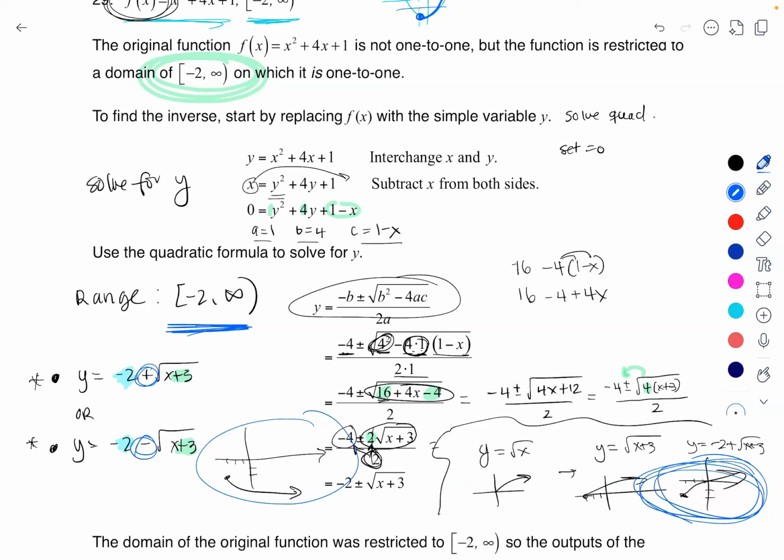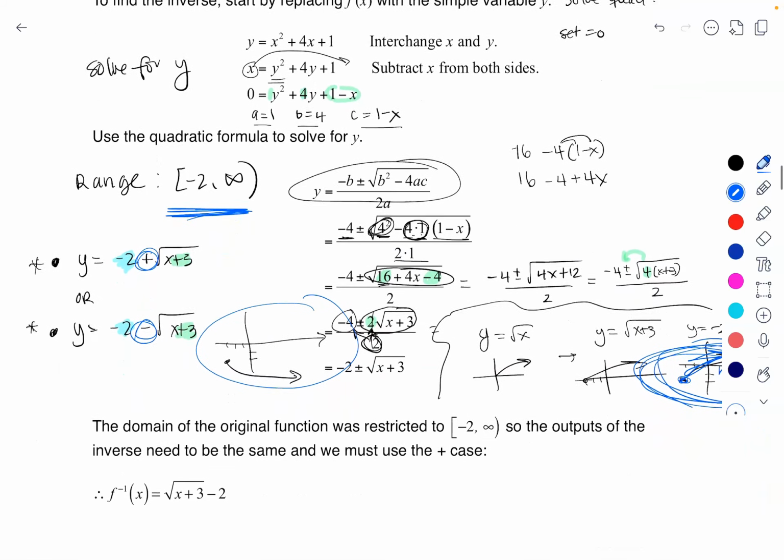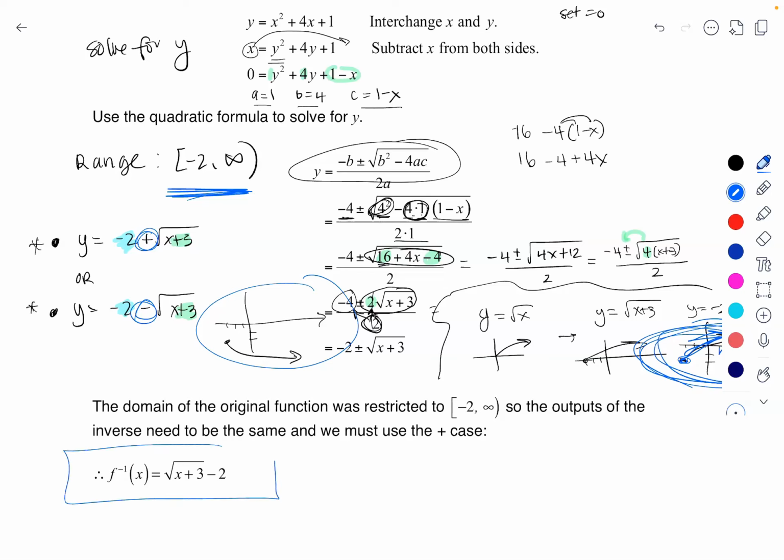It started at negative 2, and then it went all the way up. And I know I have a lot of chicken scratches on there, but if we take a look at that, this is going to be my inverse function. Now, if you had wanted to write it as the inverse function was negative 2 plus the square root of x plus 3, that's totally legit too.